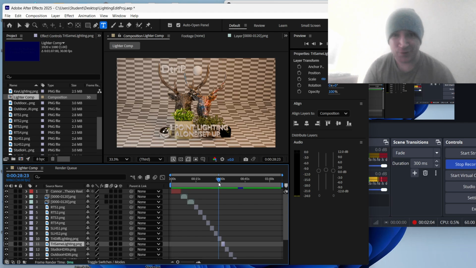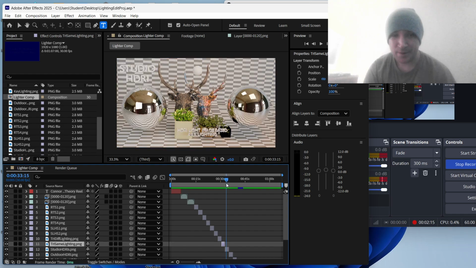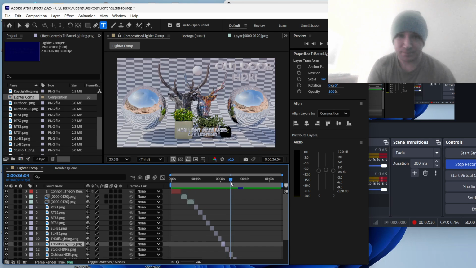This was the tri-lights when I had all the lights together, and then I gave them different temperatures, and that's how that worked. Studio and outside. So I ended up going with two orbs. I wanted to reflect as much of the world as possible.